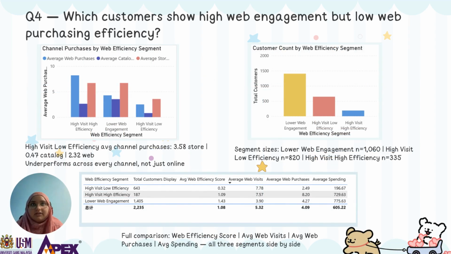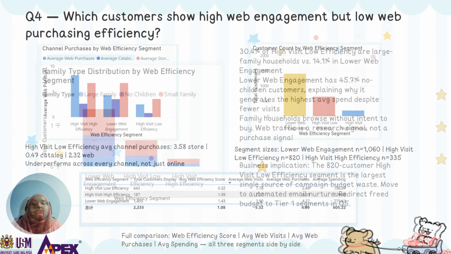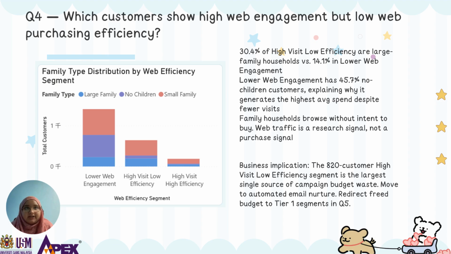They are not compensating by purchasing offline either. The high visit low efficiency group averages about 3.58 for store and 0.47 for catalog purchases, the lowest across every channel. This is not really a channel switching problem, it's a fundamentally lower commercial value profile regardless of touchpoint. The family type chart explains why, linking directly back to Q2.